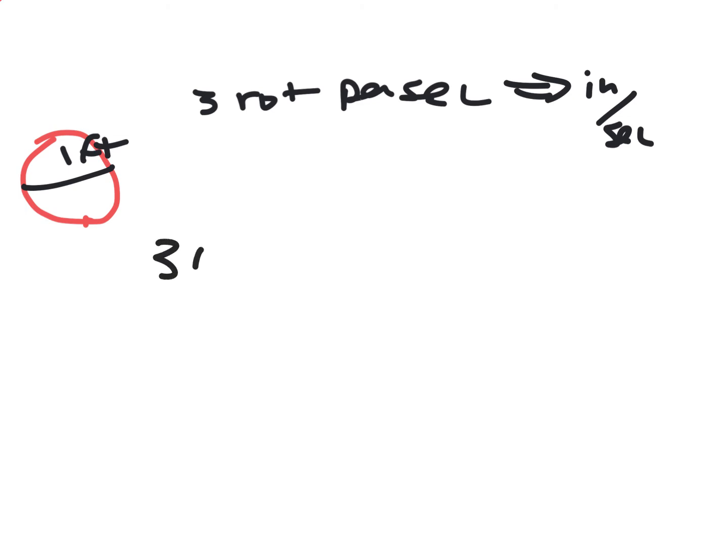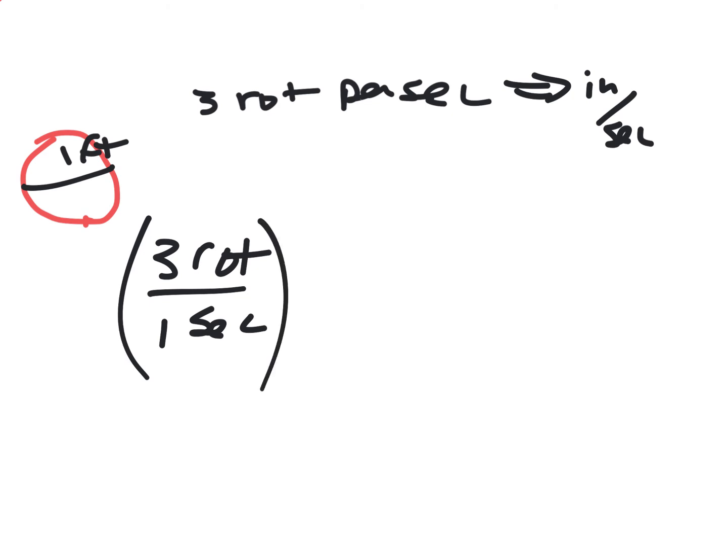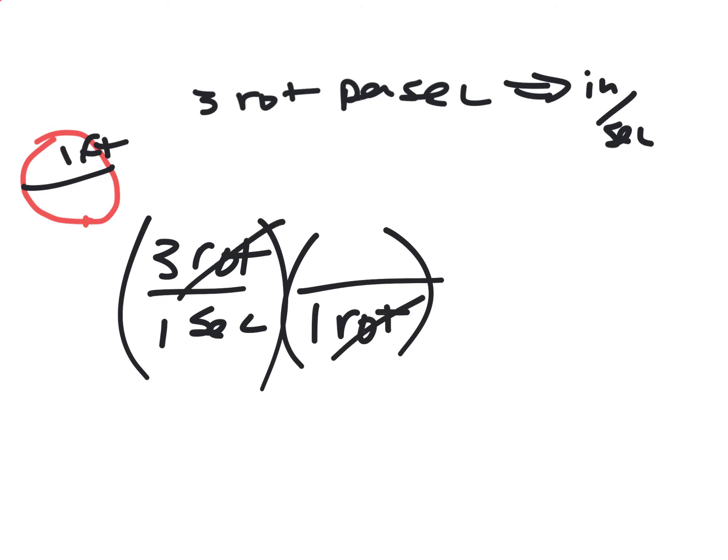Okay. It's important to know how to set it up. Always set it up like this to start with. Because you got to have a unit on the top and a unit on the bottom. And then you got to fix that to be the units you want. I already have seconds. Sweet. I just got to change rotations. So then I make this 1 rotation so that it cancels rotations. And what is 1 rotation?